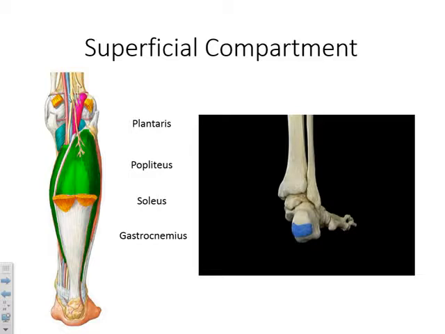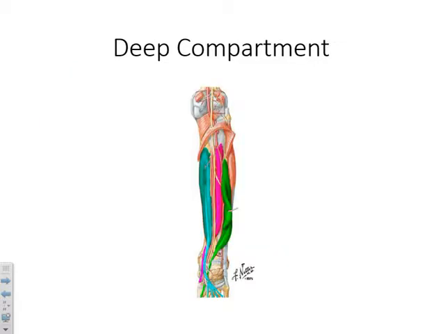Because of its small size and the high density of muscle spindles, it's thought to play more of a role as a proprioceptive stretch reflex than in force generation. This brings us to the deep compartment.